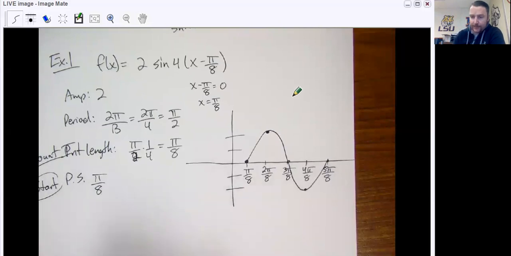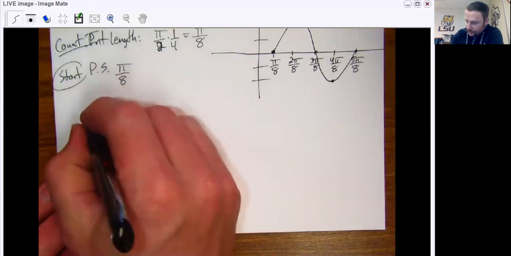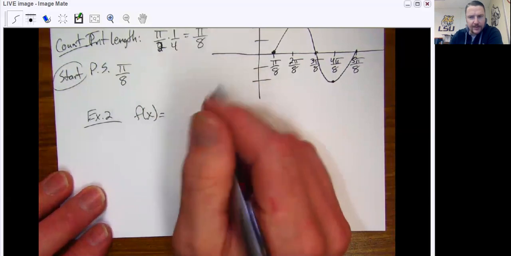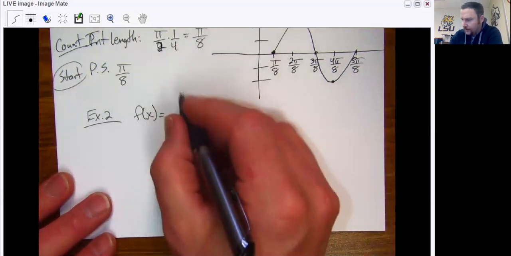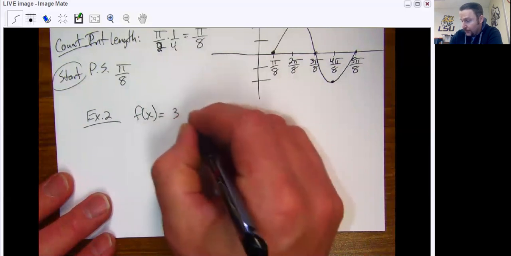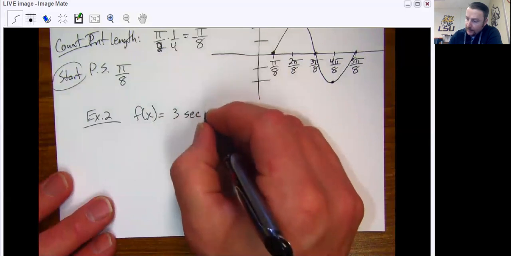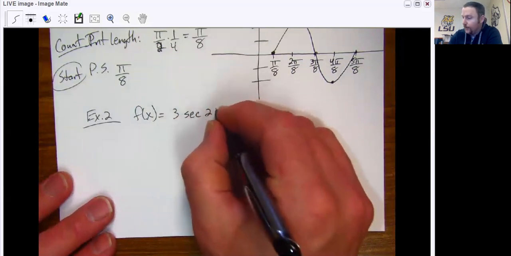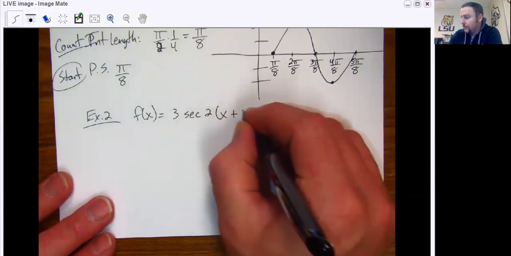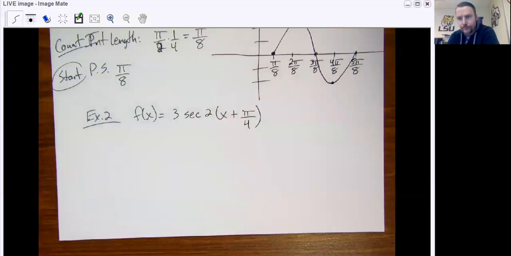Very good. Let's do another one. Okay, we'll call this example number 2. All right, let's do a secant graph this time. Let's do 3 secant of 2, let's go x plus pi over 4. Okay, let's do that one.